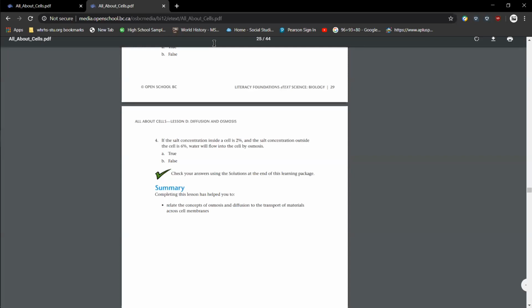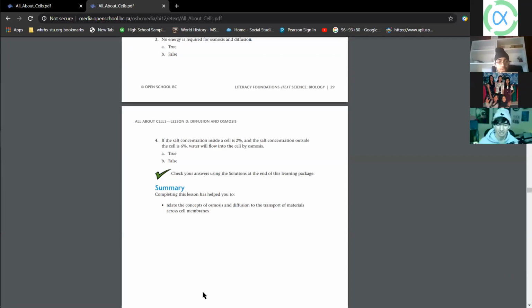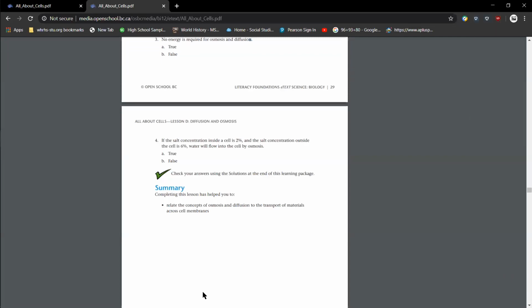Okay, for this problem, the solution inside the cell is hypotonic and the solution outside the cell is hypertonic. The answer here was false, if you remember. Water always moves from hypotonic to hypertonic. The inside of the cell is hypotonic and the outside is hypertonic, so the water is going to move from inside to outside the cell, so the answer here is false.